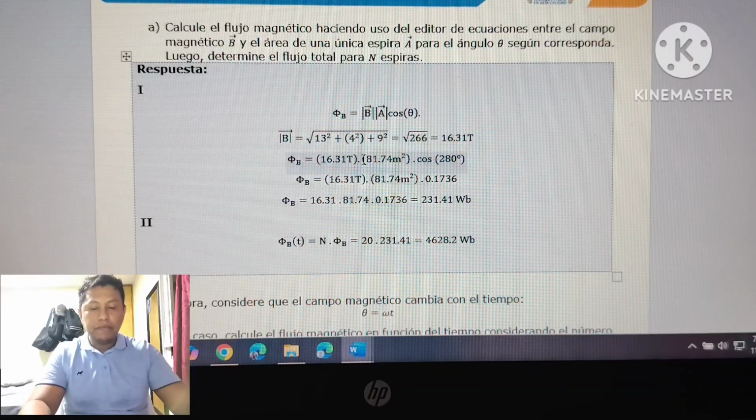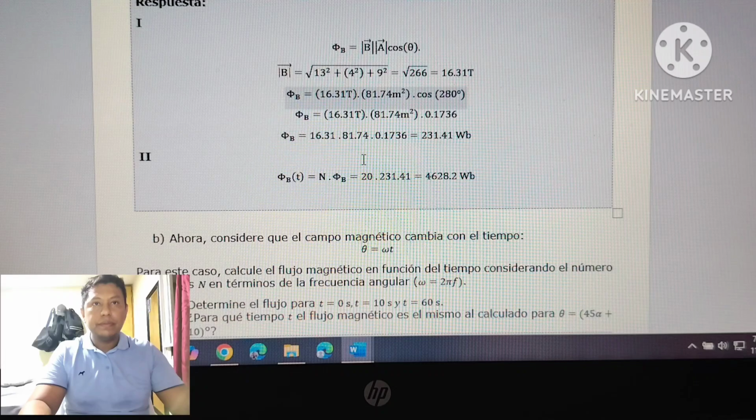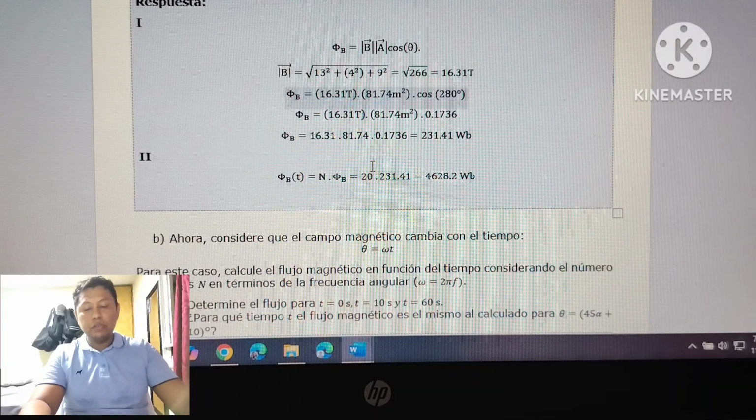Substituting into the flux formula, phi equals 16.31 Tesla times 81.74 square meters times the cosine of 280 degrees. Cosine evaluation: the cosine of 280 degrees is approximately 0.176, resulting in a magnetic flux of 231.41 webers for one turn.